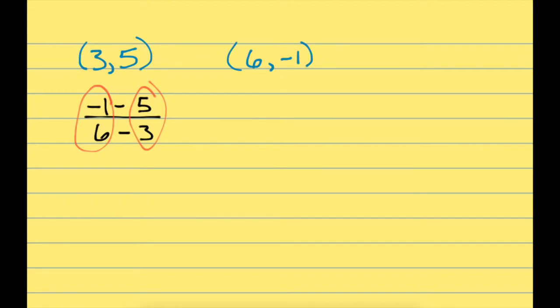Now it's just a matter of simplifying. Negative 1 minus 5 is negative 6. 6 minus 3 is 3. And negative 6 divided by 3 is negative 2.